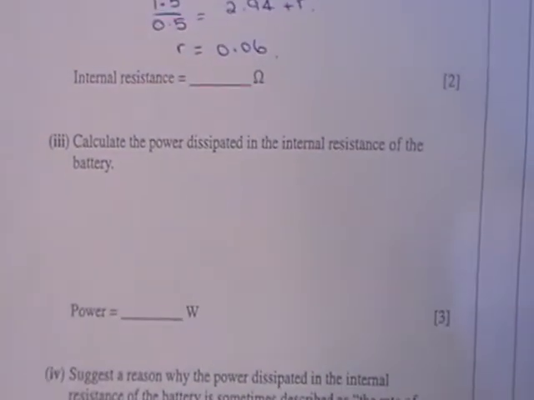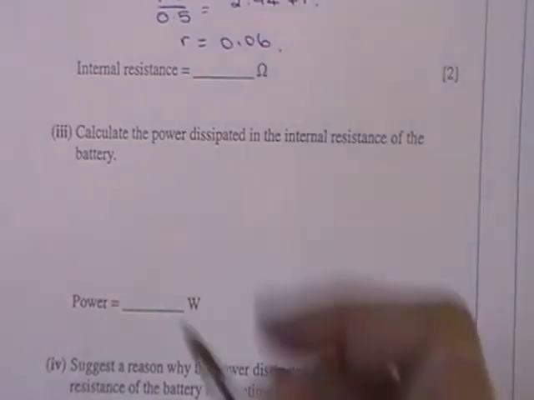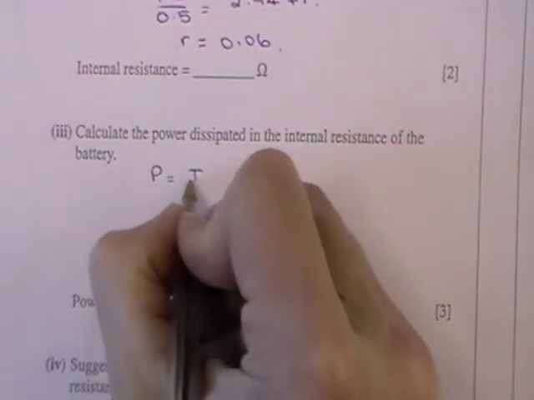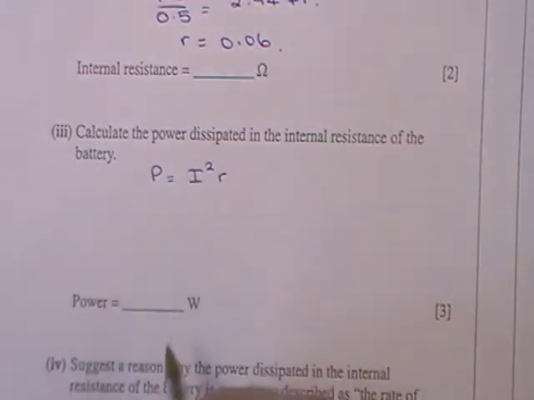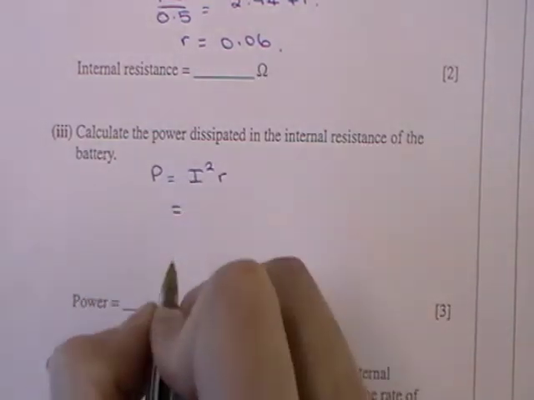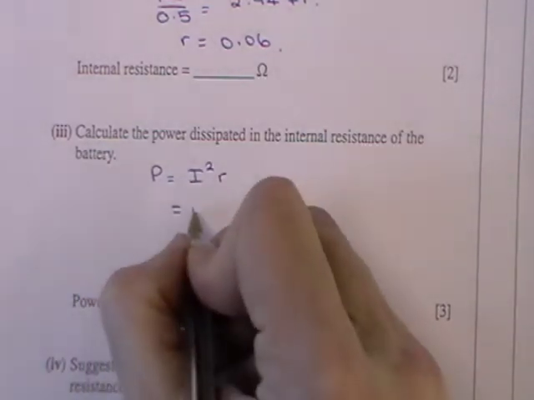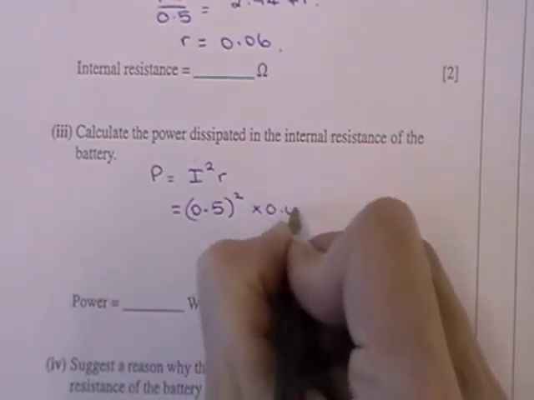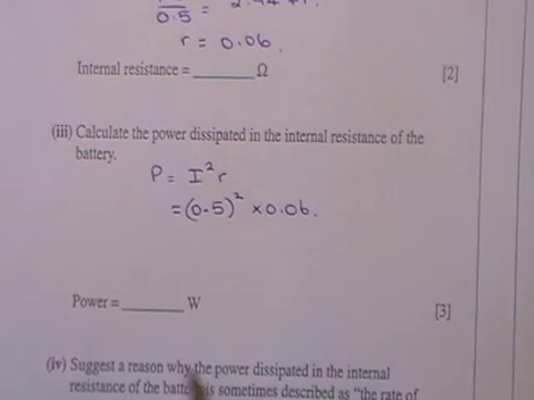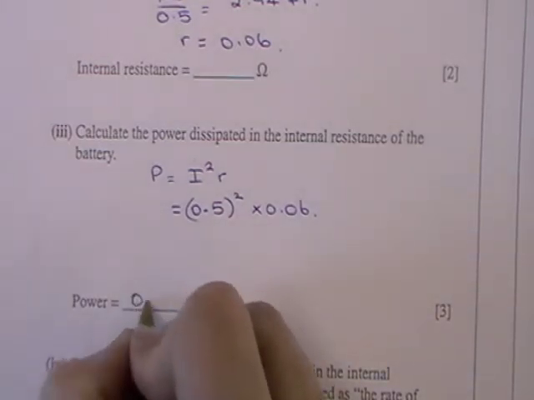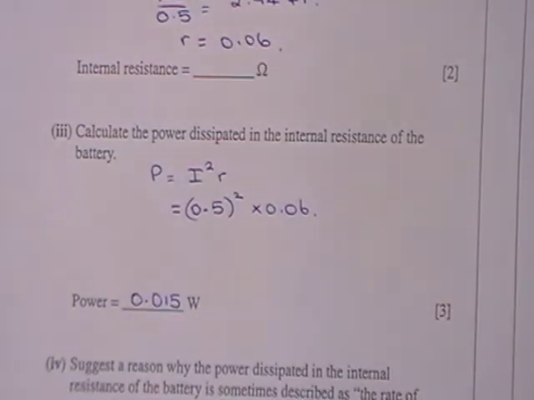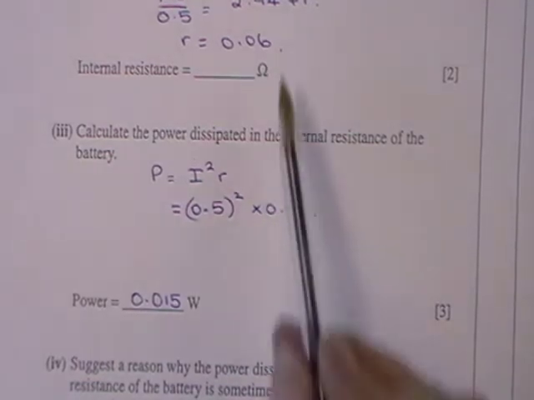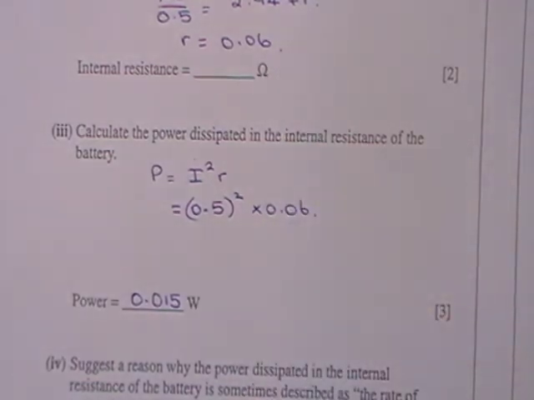Calculate the power dissipated in the internal resistance of the battery. Just use P is equal to I squared r, small r. And then we know that the current flowing through is 0.5 and you have to square it. And we know r is 0.06 ohms. And therefore the answer comes out to be 0.015 watts. And you would get an error carried forward from the question above if you hadn't that answer.